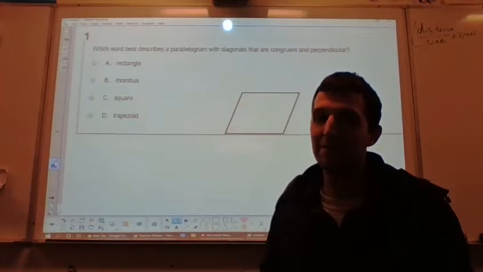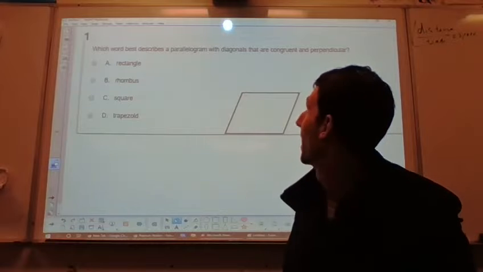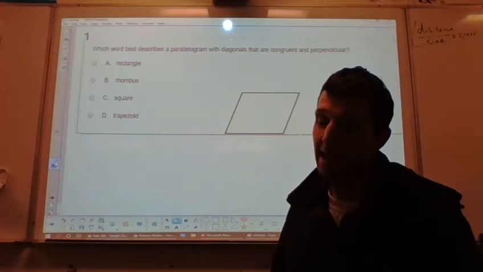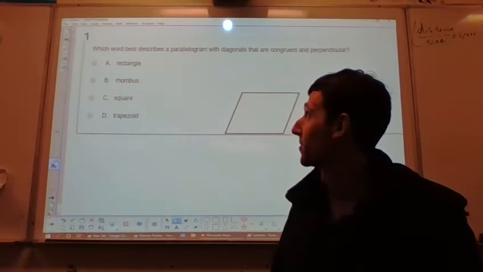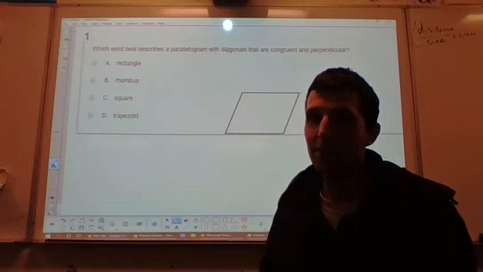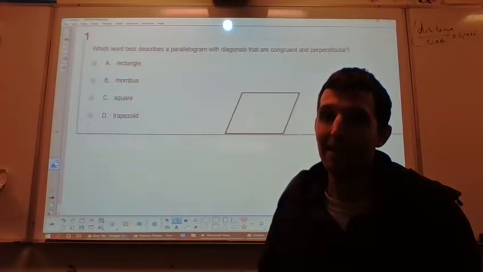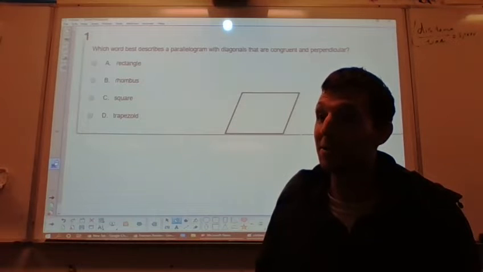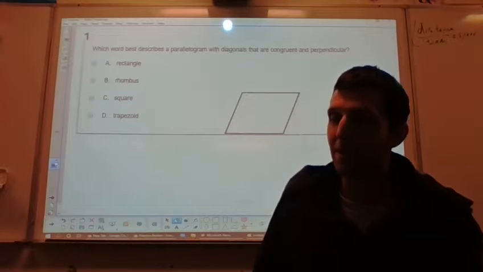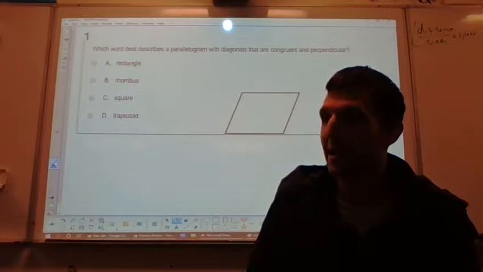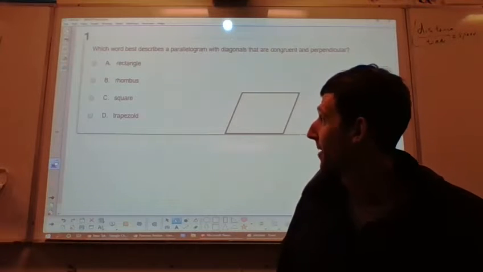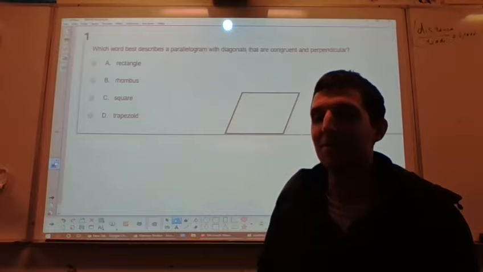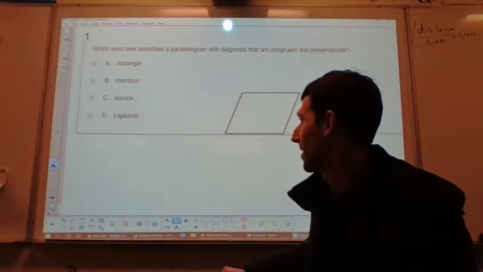Okay, first question. We have a parallelogram, and the diagonals are congruent and perpendicular. They give you 4 choices to pick which parallelogram has congruent diagonals, and they are also perpendicular. Well, remember, rectangles have congruent diagonals. So rectangles have congruent diagonals.